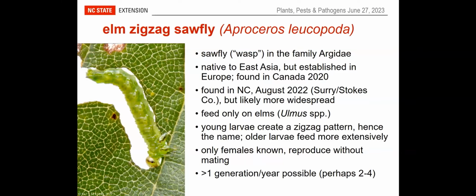The older larvae feed a little more extensively on leaves, and it's an interesting insect in that only females are known. They reproduce without mating, which means they can establish in other places very easily. Once they emerge, they can lay eggs without having to mate, which makes them very easy to colonize areas and get started. They have more than one generation per year, and it does vary. We don't know exactly how many there are in North Carolina yet, but perhaps 2 to 4 generations per year, apparently up to 7 in lab rearing.